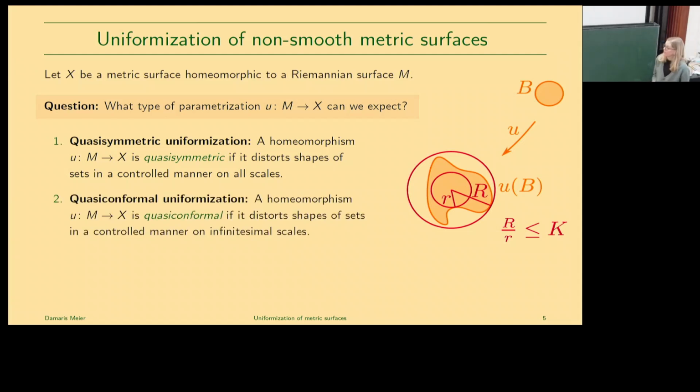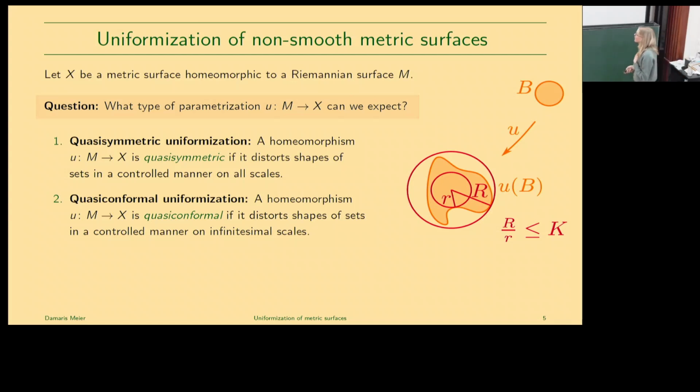Now, the next class of mappings we're going to look at in today's talk are quasiconformal mappings. They have the same distortion property, but only on infinitesimal scales. So like conformal mappings only map infinitesimal balls to balls, they map infinitesimal balls to quasi-balls in some sense. In Euclidean space, these classes of mappings are equivalent, and also in some other metric space settings, but not in the generality that we're going to look at today.